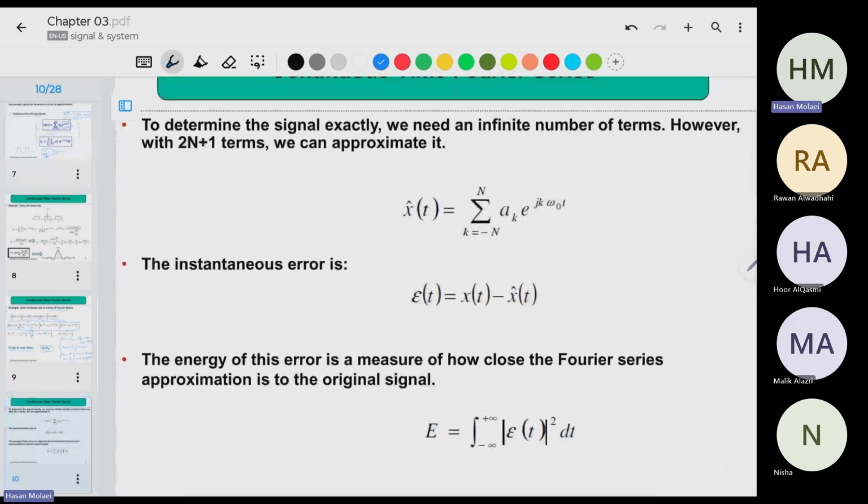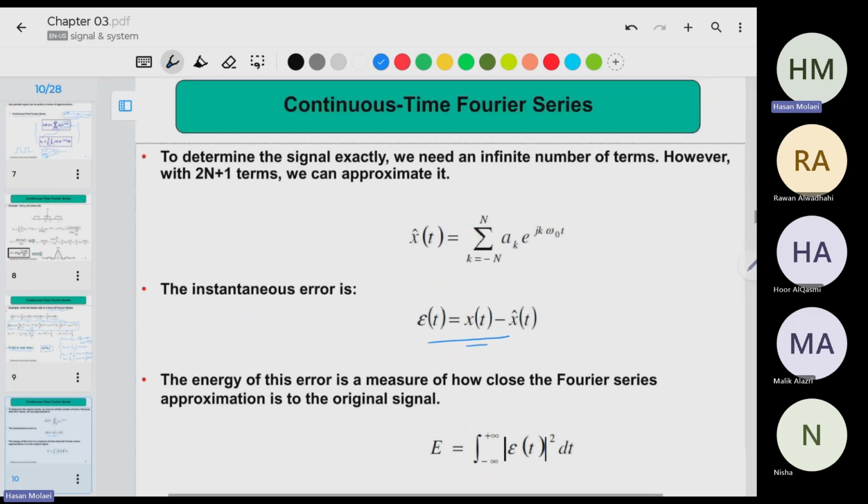Okay, as you saw, if I want to have really precise x(t), I need infinite sine or cosine waves. If I don't have, there would be an error. You saw in the waveform I showed, and the energy of these errors shows how close we are to the original x(t) or not.